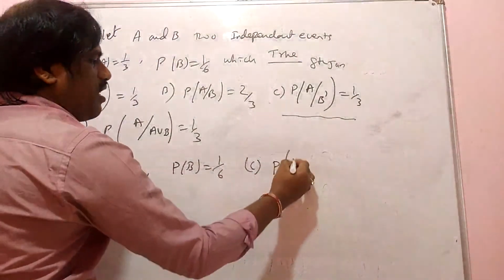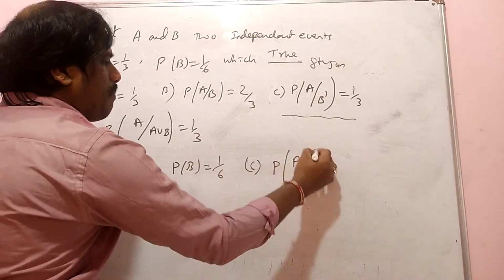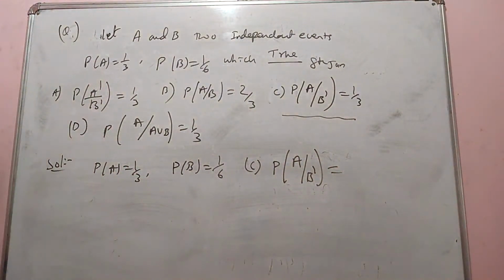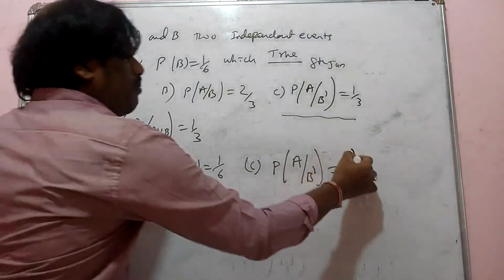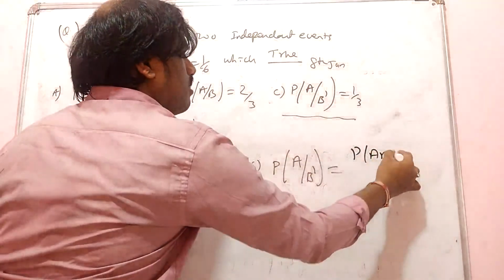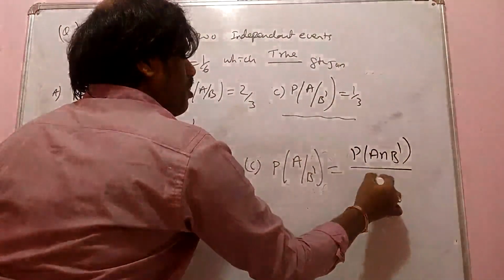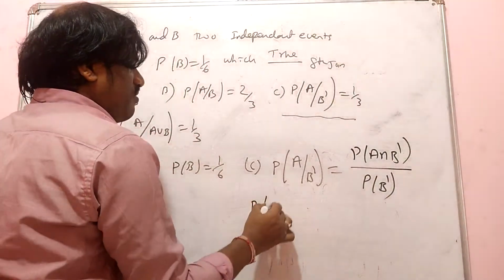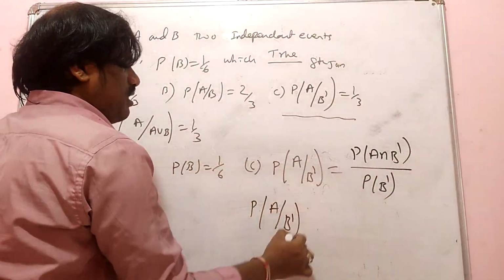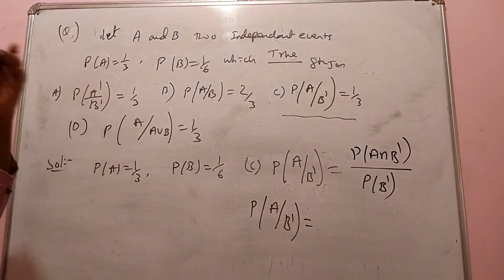Probability of A when B happens, what is the formula? Conditional probability, you know, no? According to the conditional probability, you will write this formula: probability of A intersection B dash divided by probability of B dash. So probability of A upon B dash will be given as, these are independent events.